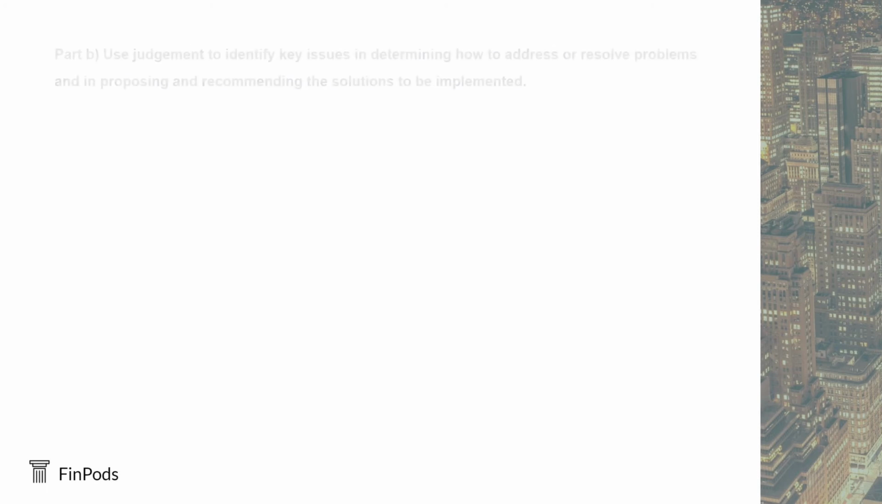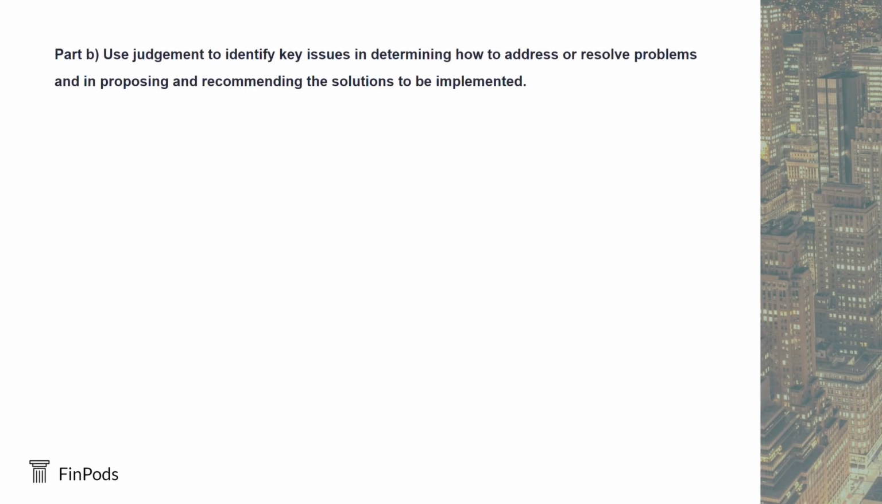Part B. Use judgment to identify key issues in determining how to address or resolve problems and in proposing and recommending the solutions to be implemented. The Google definition of judgment is the ability to make considered decisions or come to sensible conclusions. In the exam, use judgment to pinpoint the main issues in determining how to address or resolve problems and in giving recommendations and alternative solutions to be taken into consideration.